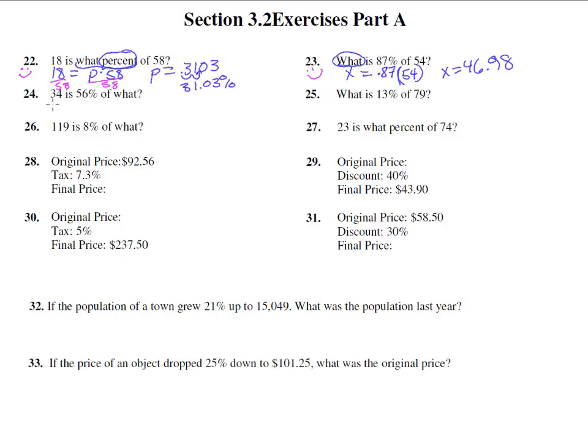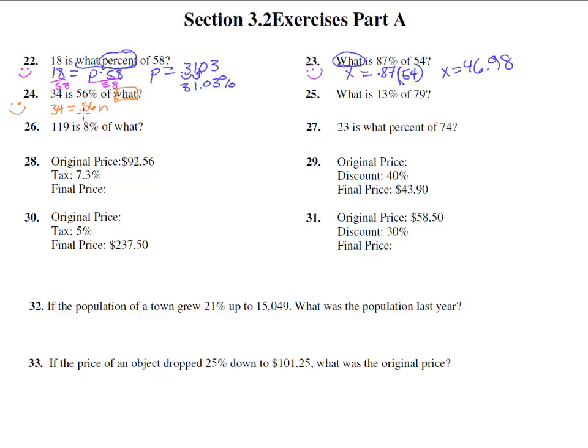Number 24. Here we have 34 is 56%, 0.56 of what? I don't know, let's use, that's our variable. We could pick, I don't know, n for a number. Or we could use an x or a p like we did before. Of is multiplication, so this is multiplying. Now, this is an equation. Look at that. Once you translate this into an equation, we know how to solve this.